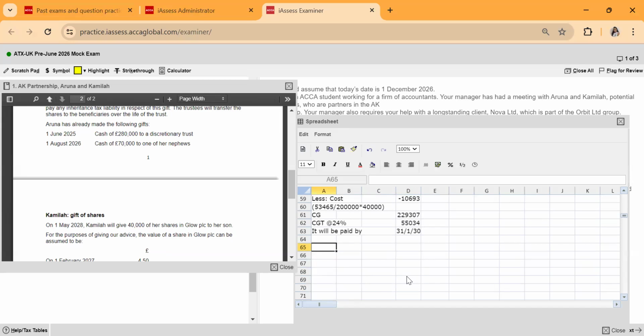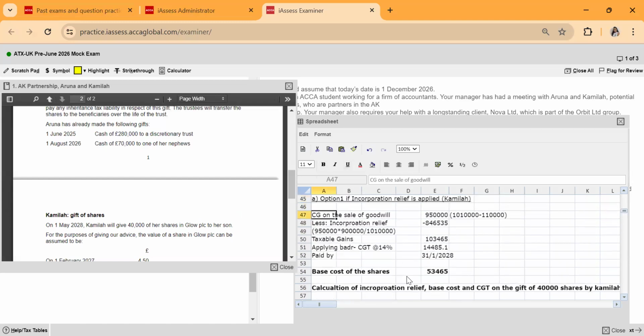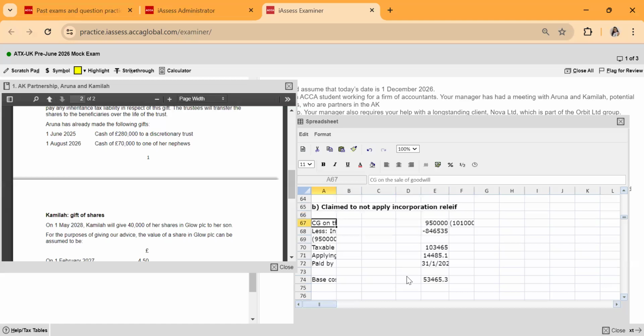So next we are doing this if the incorporation relief is not claimed, that is, a claim made to not apply incorporation relief. Now do the same calculations, but we will not apply incorporation relief. I'll quickly copy this, and only wherever there is a change I will modify it, which will save time. Now the sale proceeds are 950,000. There is no change, it is 950,000.